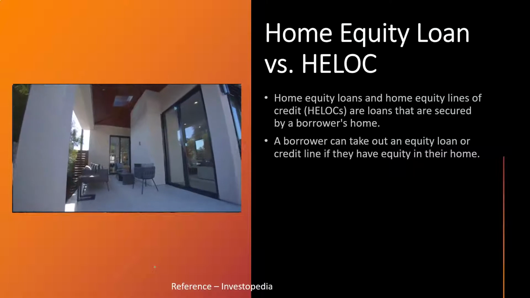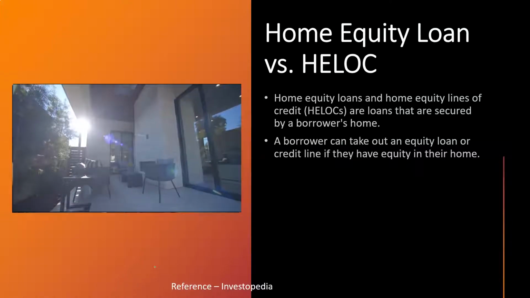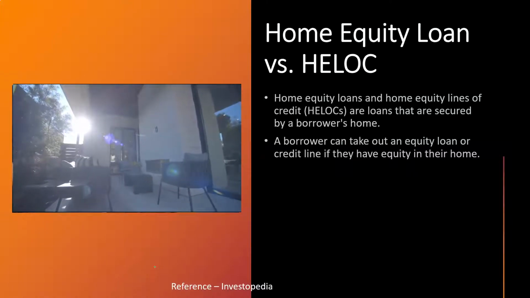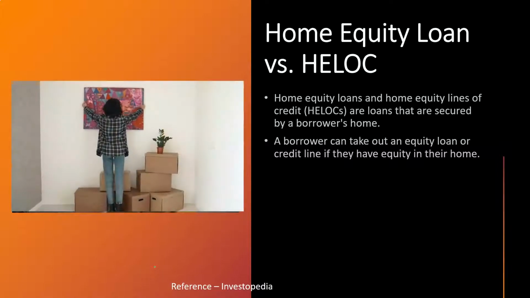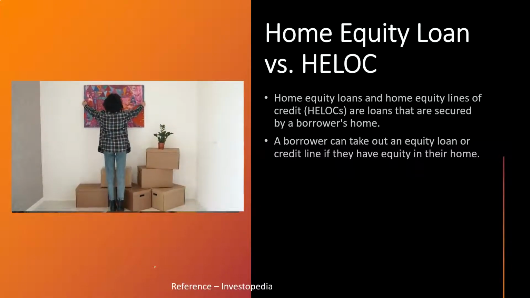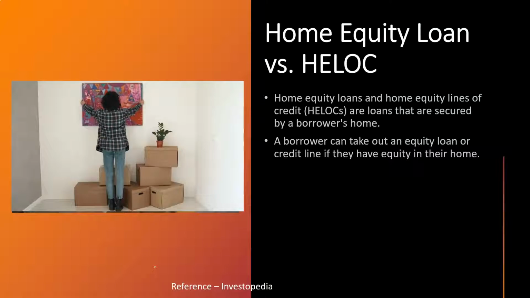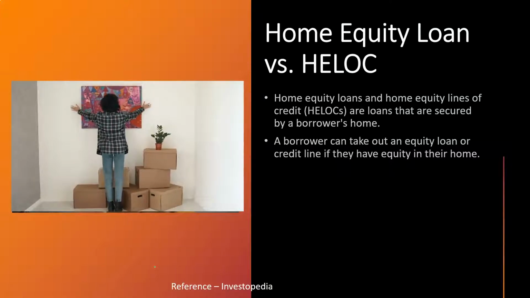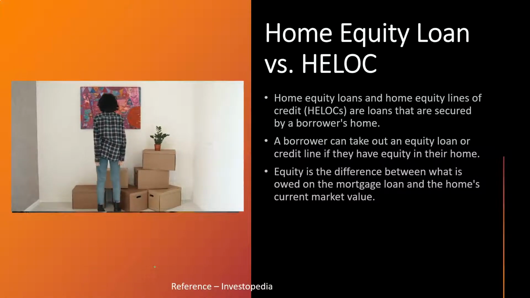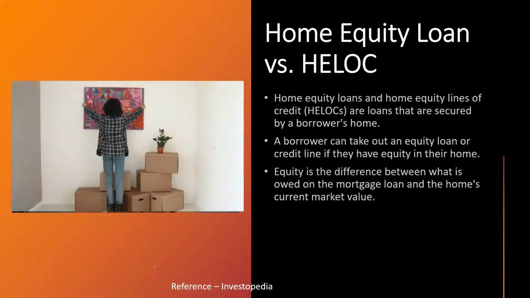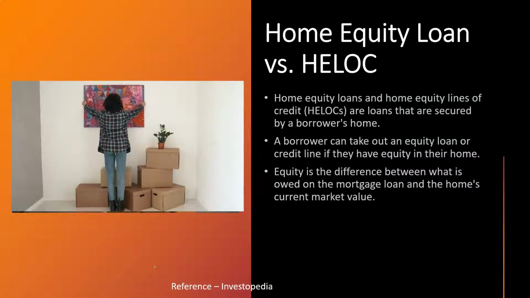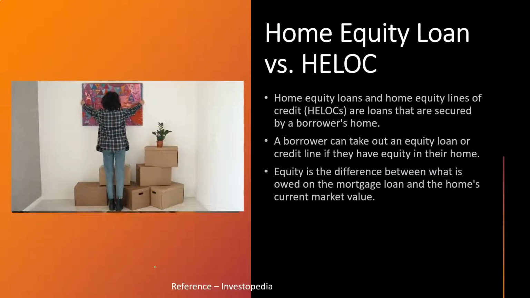A borrower can take out an equity loan or credit line if they have equity in their home. So if you've got equity in the home, the idea is, could you access that equity in some way, shape, or form, making it more liquid so that you can then use it for other purposes. Equity is the difference between what is owed on the mortgage loan and the home's current market value.